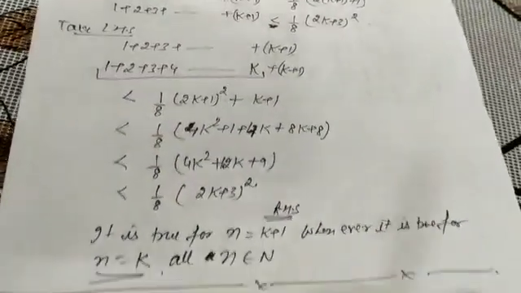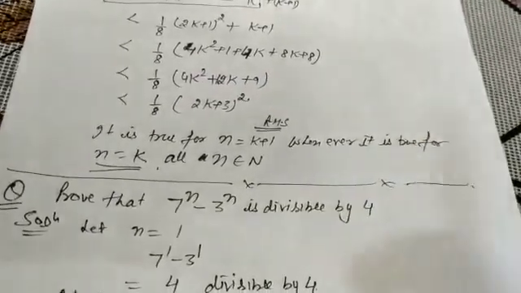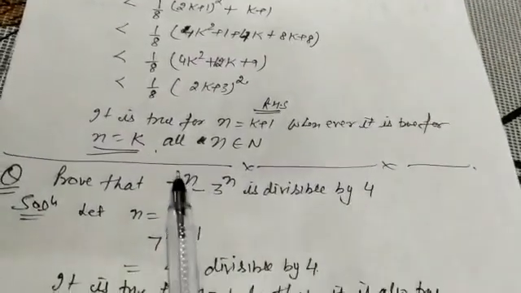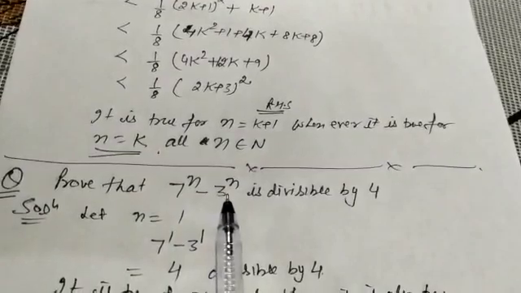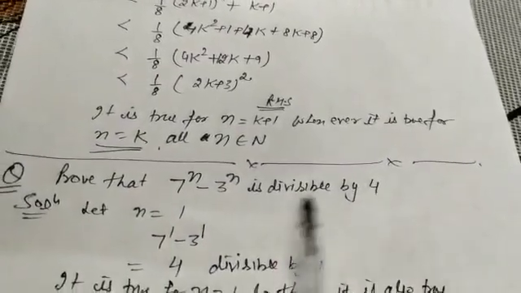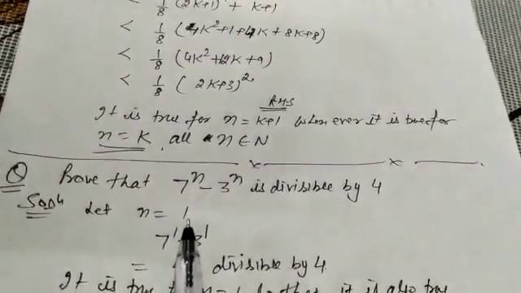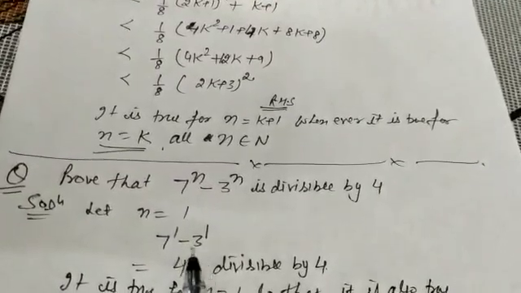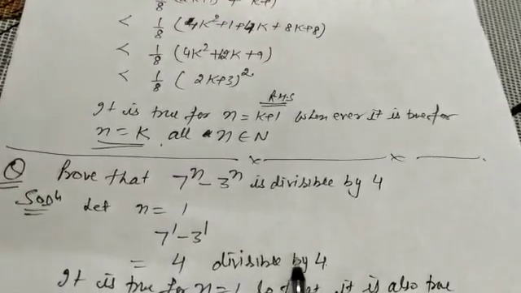Now see one more important question. It is quite different. 7 to power n minus 3 to power n is divisible by 4. So the steps are same. n equals 1. It is 7 minus 3, 7 minus 3 is 4. 4 is divisible by 4.